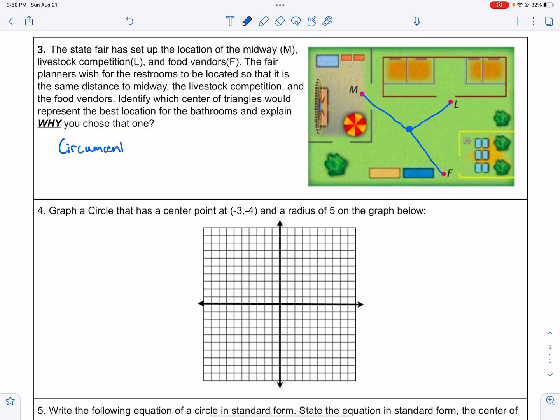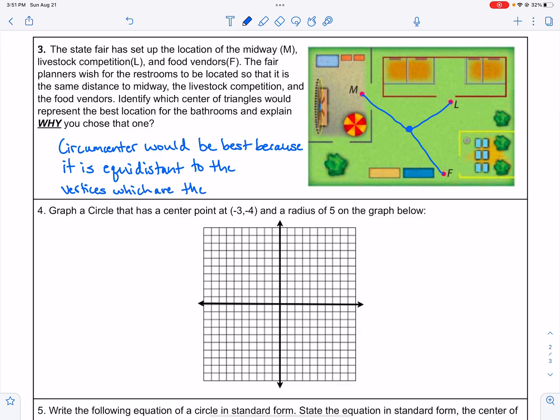Circumcenter would be best because it is equidistant to the vertices, which are the locations, and just to abbreviate, we'll use what they said, M, L, and F. So locations: Midway, livestock, and food vendors.